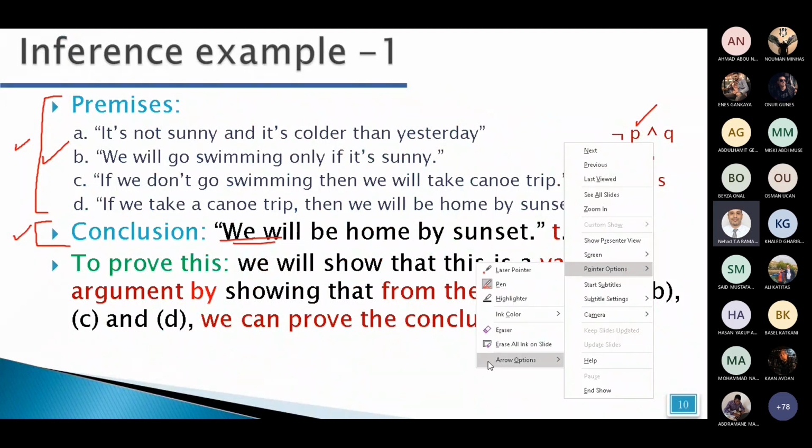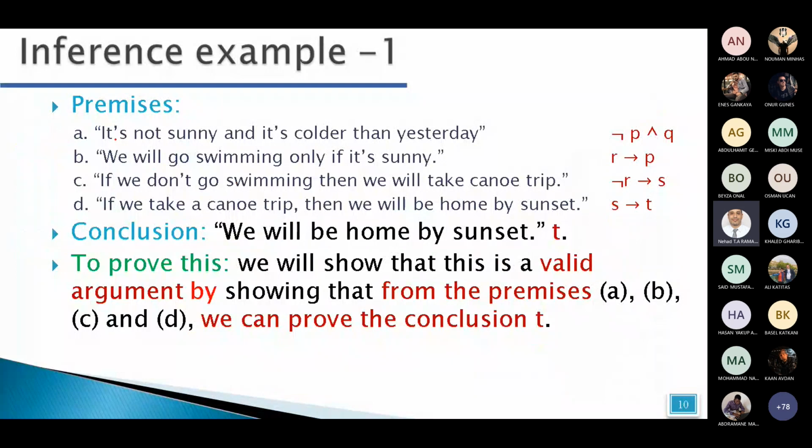How do we write them as propositions? Look here. It's not sunny. We can consider sunny as P, so not sunny means not P. And it's colder than yesterday; we can consider that Q. So we write this statement like this: not P, not sunny, and Q, colder than yesterday.